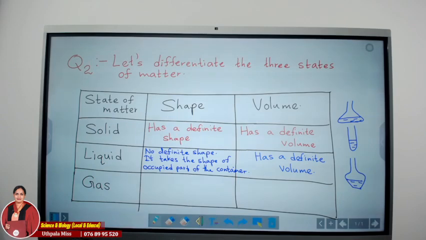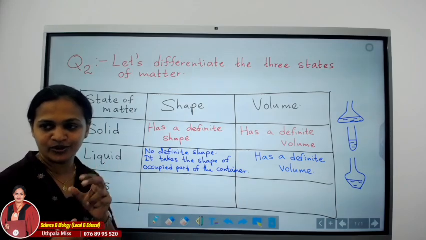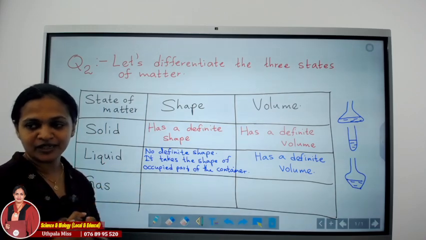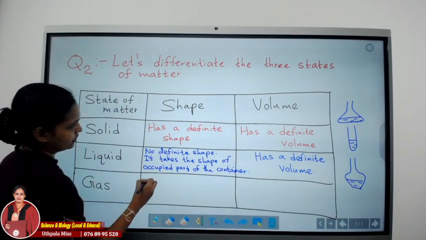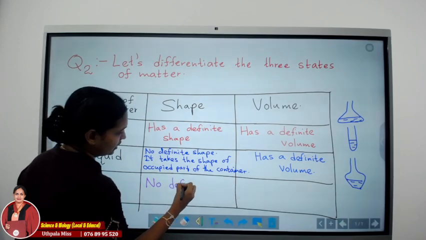Then what about the gas? Does it have a definite shape? No. Now, there are differently shaped balloons. Once we blow air into those, they will take the shape of that particular balloon. No definite shape. What about the volume?